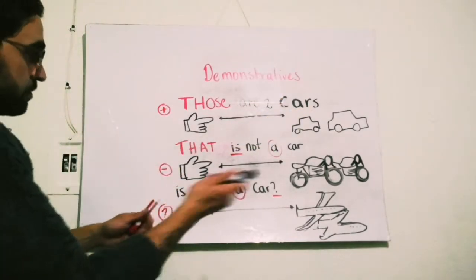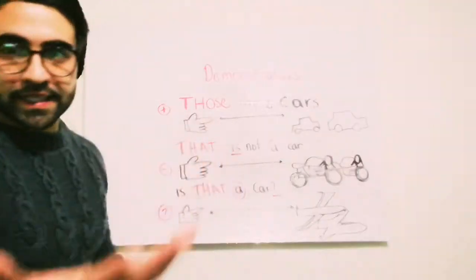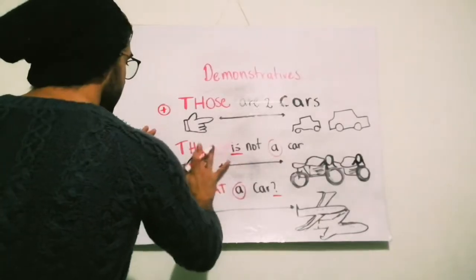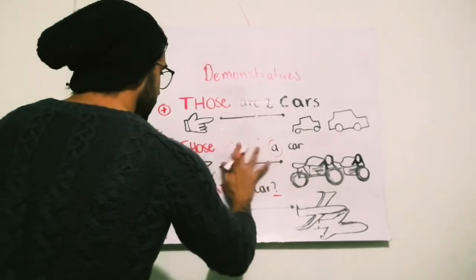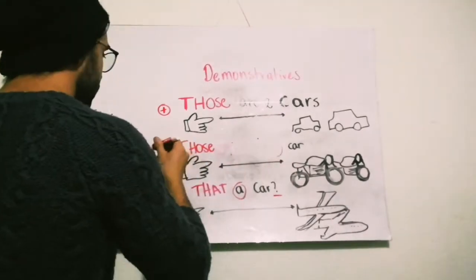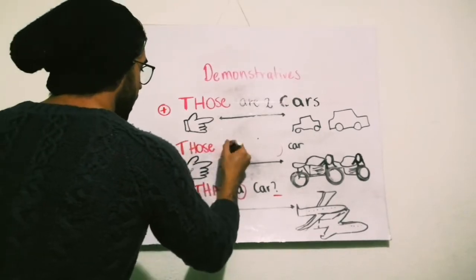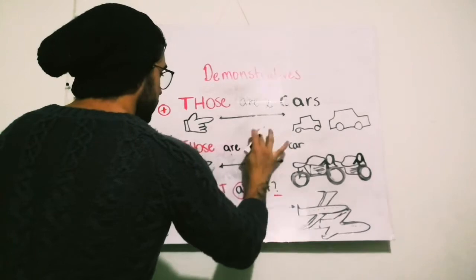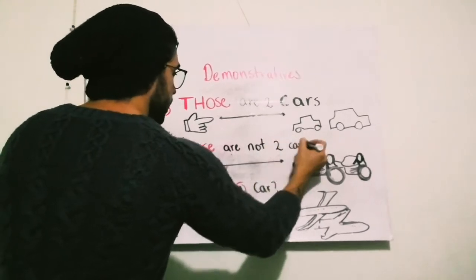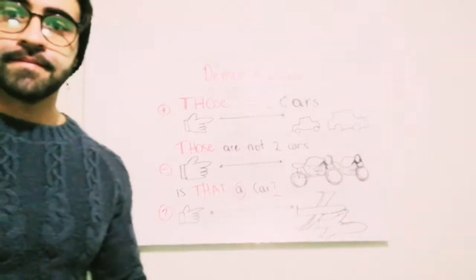Now here we have the same example but in negative. So I say, those are not two cars, right?